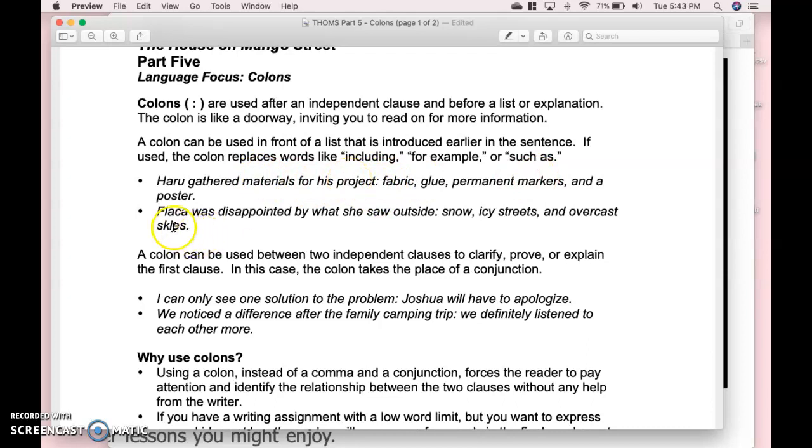Here's a different example of how to create a list after you write an independent clause. Flaka was disappointed by what she saw outside. Again, that is an independent clause. That is a sentence that stands on its own. You do not need more information in order to understand the sentence. In this situation, instead of putting a period, the author has put a colon, and now they're going to list the disappointing things that Flaka sees outside. Snow, icy streets, and overcast skies.